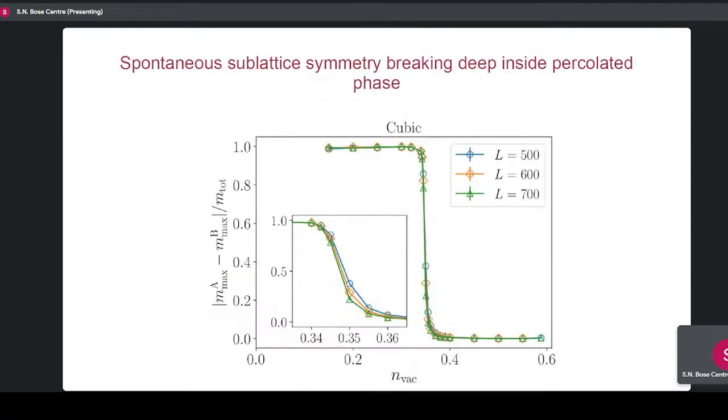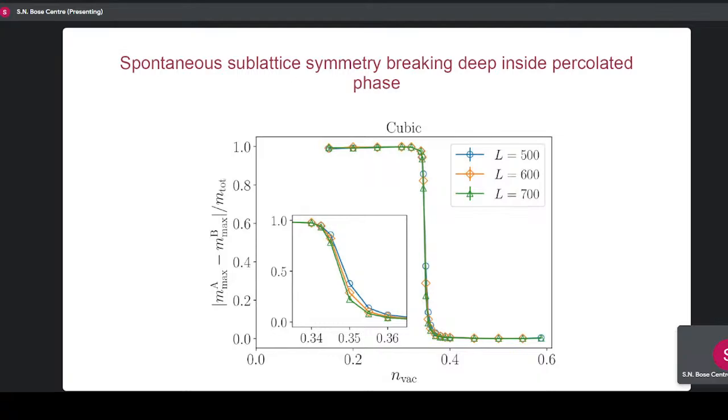But if you lower the dilution further, there's a second phase transition, which is a spontaneous sublattice symmetry transition, where spontaneously A or B, one of them wins, the other stops spanning the lattice. This one grows at the expense of it. So the order parameter for that is the mass in the largest A-type region minus the mass in the largest B-type region, modulus divided by the total mass. And that jumps. So there's a first order transition, which is a sublattice symmetry transition deep inside the population.